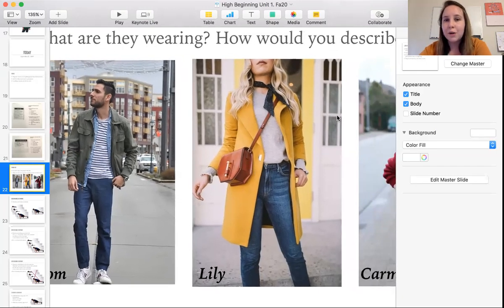How would you describe what she is wearing? Good. She's wearing a long yellow coat. She is wearing a small brown bag. And how would you describe her hair? Remember this color. We don't say white or we don't say yellow. We say blonde. Good. So it's long, blonde, curly hair.